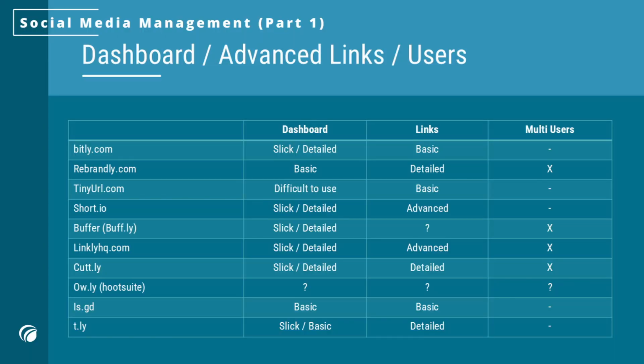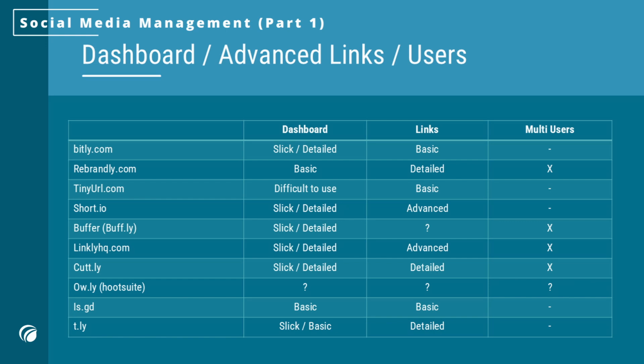Now we have a look at the more advanced features of each site. Bitly. The dashboard is slick and detailed. The link settings are basic, and there seems to be no multi-user support. Rebrandly. The dashboard is rather basic, but there are more detailed link settings, and there is multi-user support.